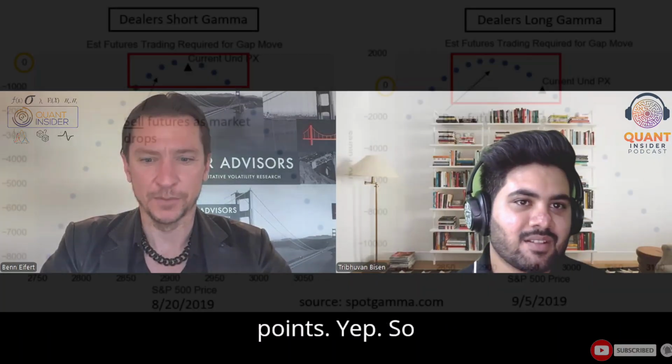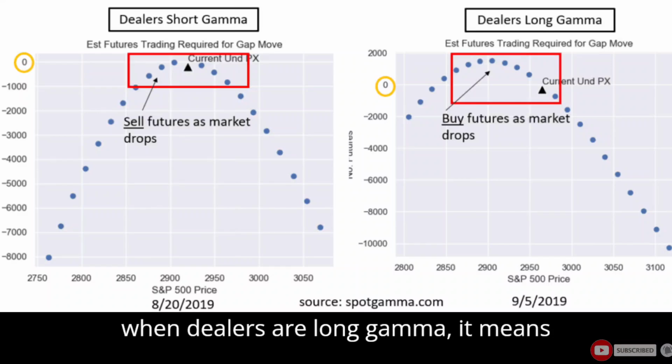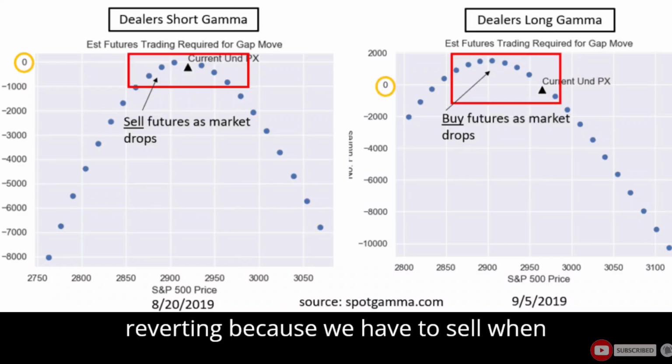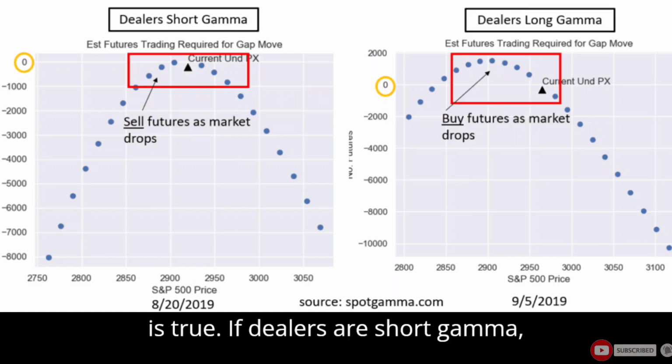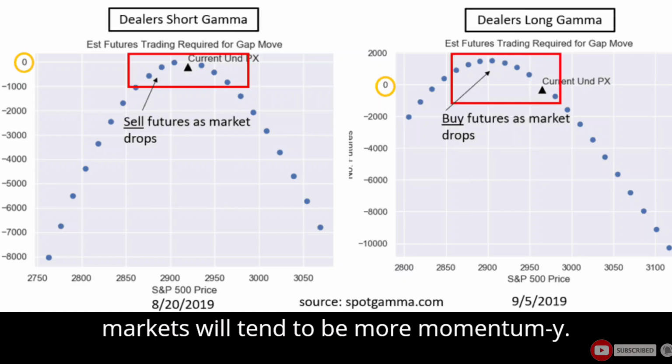Yep. So when dealers are long gamma, it means that the market will be more mean reverting, because they have to sell when the market rallies and buy when the market sells off. And then the opposite is true. If dealers are short gamma, markets will tend to be more momentum-y.